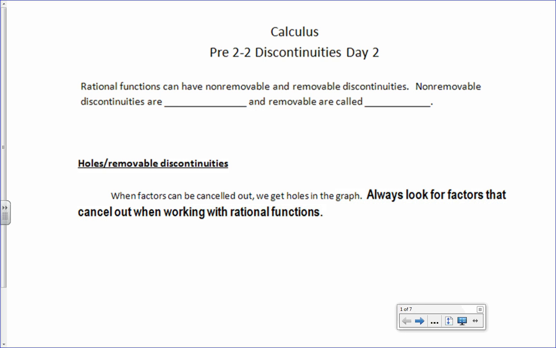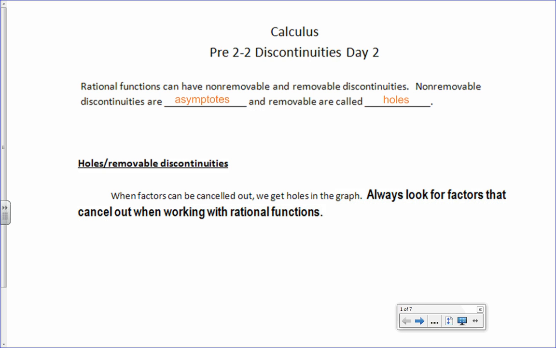Non-removable discontinuities are called asymptotes, because that's what we talked about yesterday. Okay? And the removable are called holes. Holes. Okay? So holes, otherwise known as removable discontinuities, because you could have just read down here to get the answer. It's when factors can be canceled out.